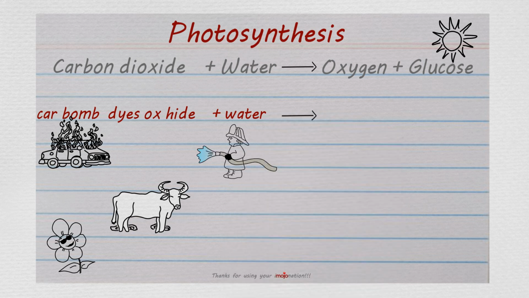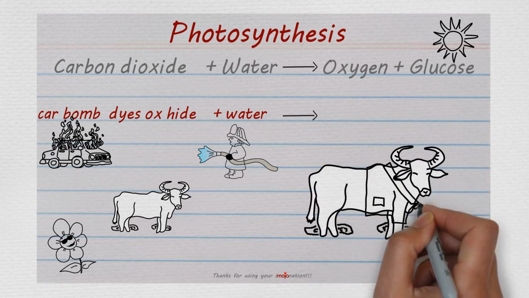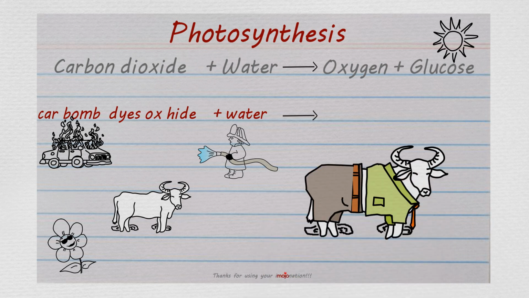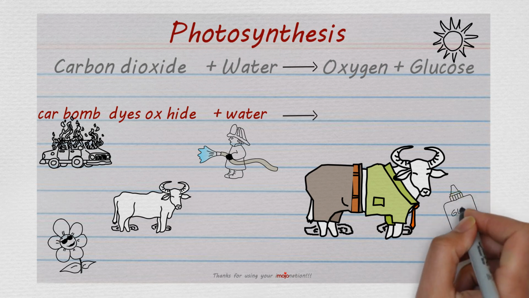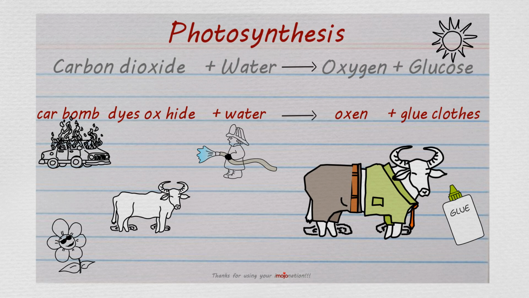Let's move on to the end of the equation. Think back to the scene. When you go back the next day, you find that the oxen are so embarrassed that their hides are white that they've put on clothes. But the only way to get the clothes to stay on is to glue them. So you have oxen and glue clothes, which reminds you of oxygen and glucose. Visualize that, and that's the end of the photosynthesis reaction memorized.